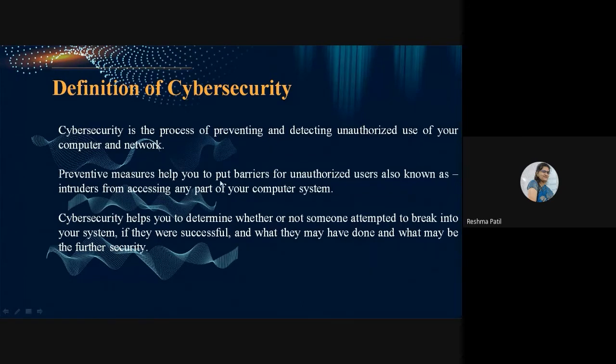Preventive measures help you to put a barrier for unauthorized users, also known as intruders, from accessing any part of your computer system. This means we are not allowing them to enter your organization. We are preventing them by using a gate also. We are preventing outsiders from coming inside our organization. That's why we say that prevention is better than cure. We will check the person there, whether they are an authorized person. Then and only then will we allow that person. Otherwise, we will stop the unauthorized person at the gate.